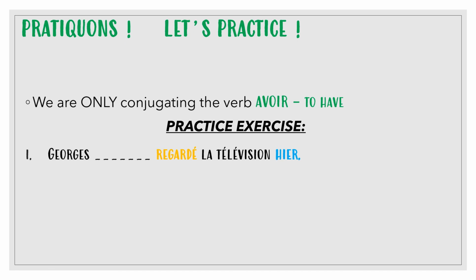Okay? If George watched the television, if you weren't using George and you were using a pronoun, you'd say he watched the television. How do we say he in French? That is il. And how do we conjugate the verb avoir with il? It is a. So we'd say Georges a regardé la télévision hier. Alright, so conjugation isn't new to us, so let us pick up the slack and go to the next one.